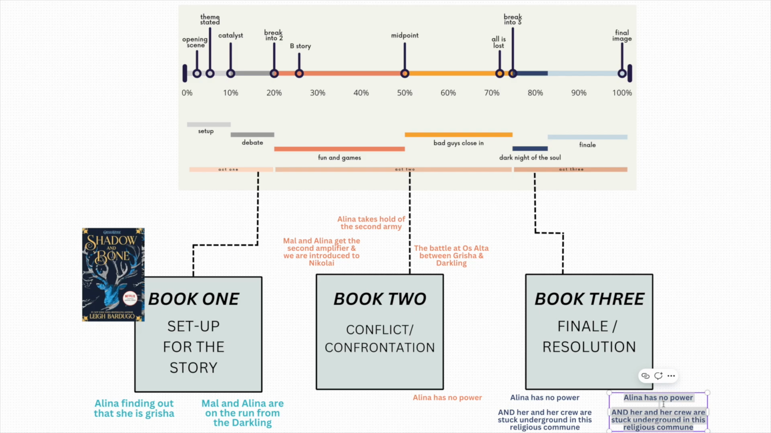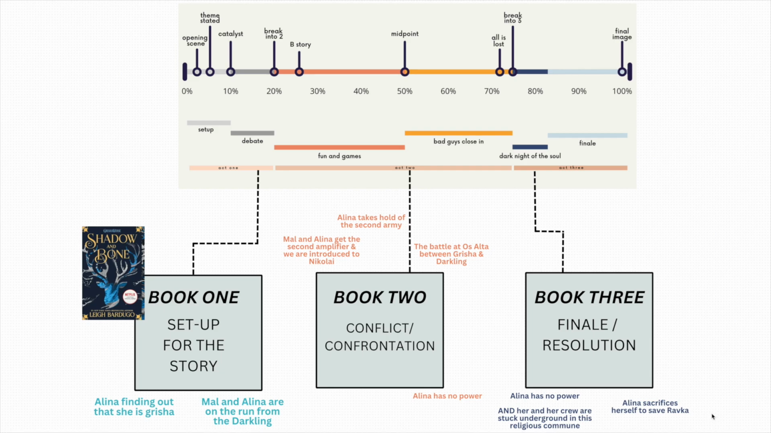We then have the finale where, of course, Alina sacrifices herself to save Ravka. If you've read the books, you know really what that means, but that's where we end. There's finally a giant fight between the Darkling and Alina, a proper fight. It's the biggest showdown. And then Alina sacrifices herself to save Ravka.